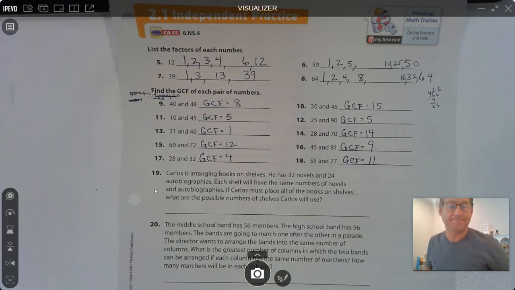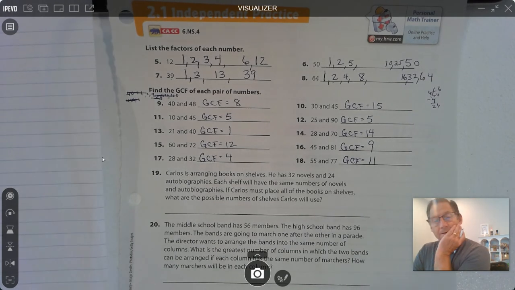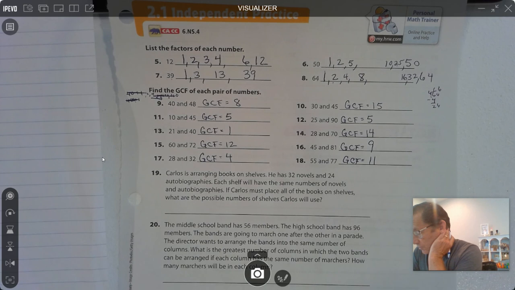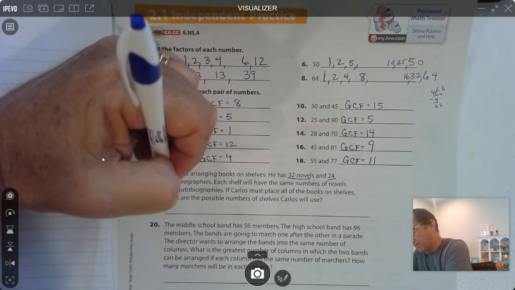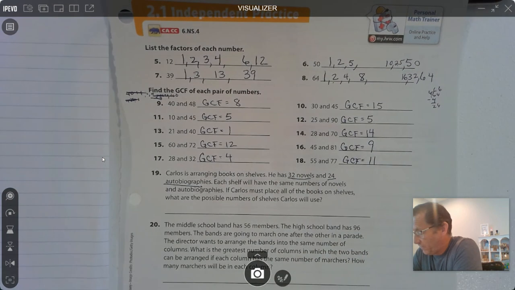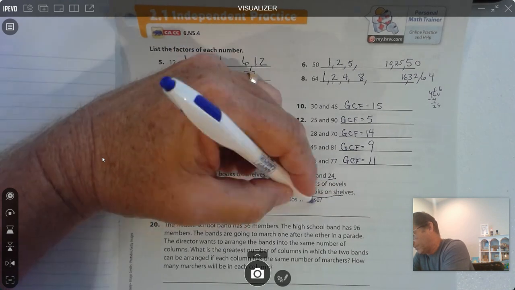All right, 19. Carlos is arranging books on shelves. He has 32 novels and 24 autobiographies. Each shelf will have the same number of novels and autobiographies. If Carlos must place all of the books on shelves, what are the possible number of shelves Carlos will use?